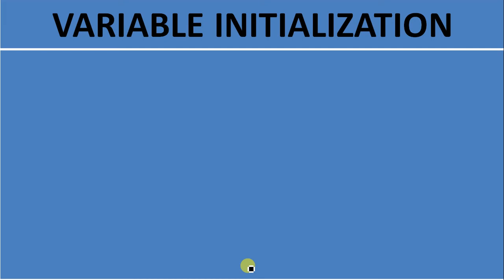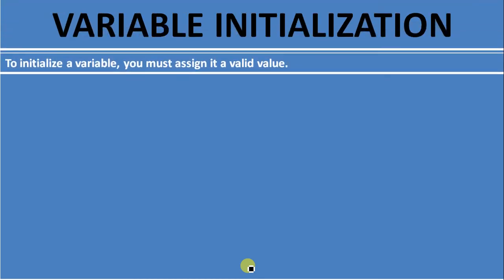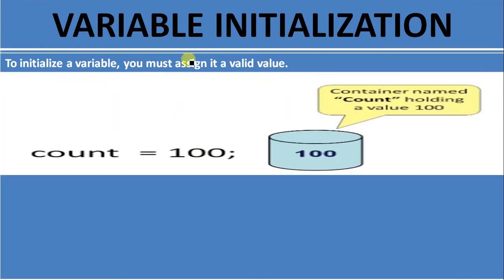Now variable initialization. To initialize a variable, you must assign it a valid value. You can look here, count is the variable name and 100 is the value. So we are assigning this 100 to the count variable. The count is like a container which holds the value 100. So this is variable initialization.